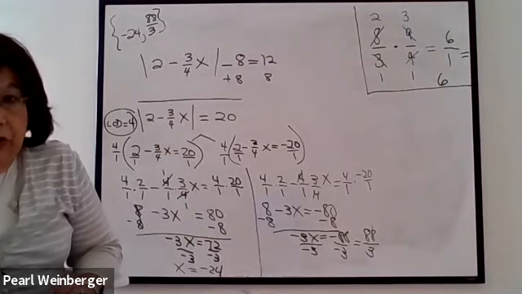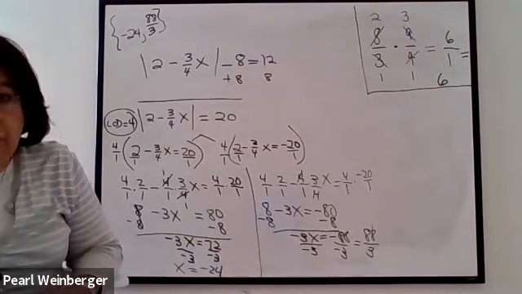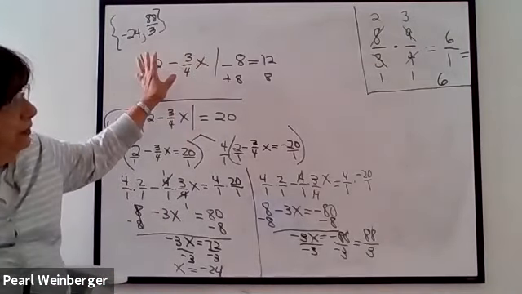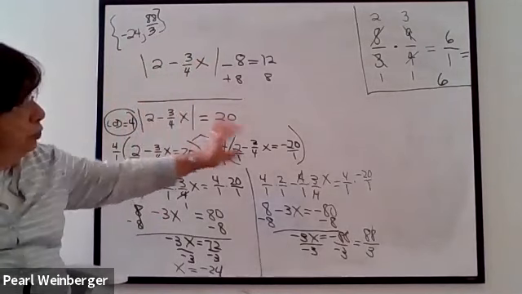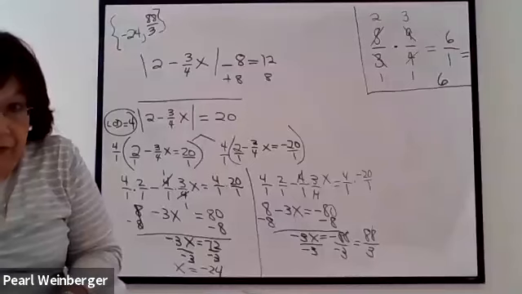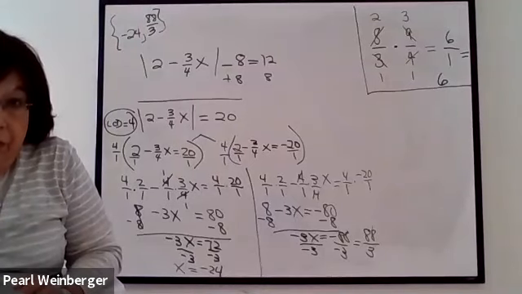What made this question a more difficult question? Simply the fact that there were fractions. The concept is the same. You get the absolute value by itself, and then you break it up into 2 equations. But again, anytime it involves fractions, there is going to be a little bit more difficulty.